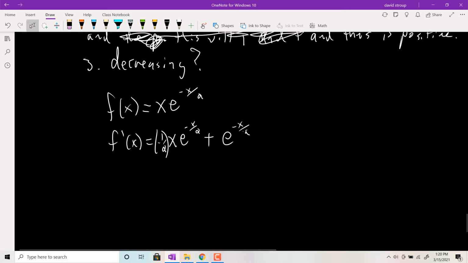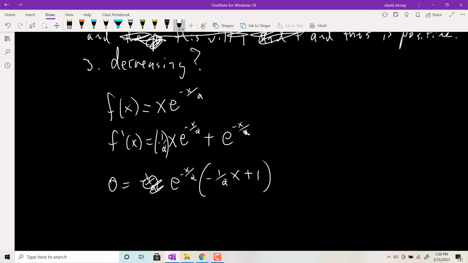We want to set this equal to 0 to get the critical numbers. So we have 0 equals negative 1/2. You could factor out e to the negative x over 2. So you get negative 1/2 x plus 1. E to the negative x over 2 will never equal 0, so we just set negative 1/2 x plus 1 equal to 0 and solve that. That will give you negative 1/2 x equals negative 1, so x is equal to 2.